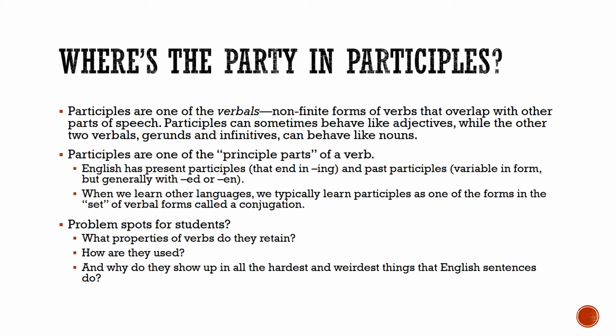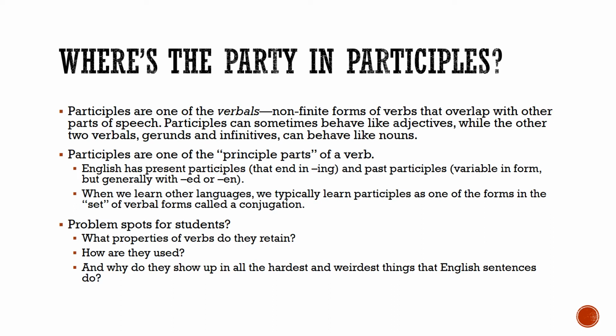Participles are one of the verbals. Now, these are non-finite forms of verbs that overlap with other parts of speech. Now, non-finite means that they can be used no matter what person or noun you're dealing with, right? Whether it's first person, second person, third person. Participles sometimes behave like adjectives, but the other two verbals, gerunds and infinitives, can behave like nouns.